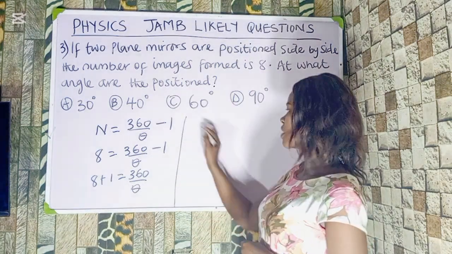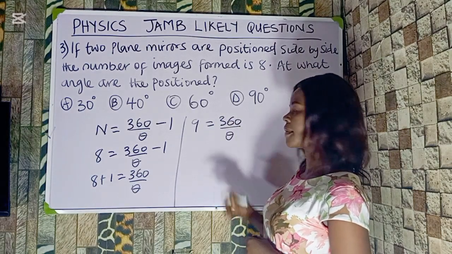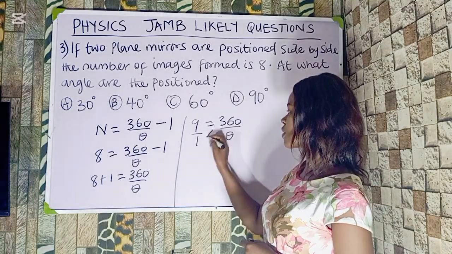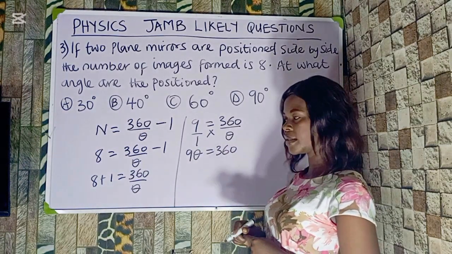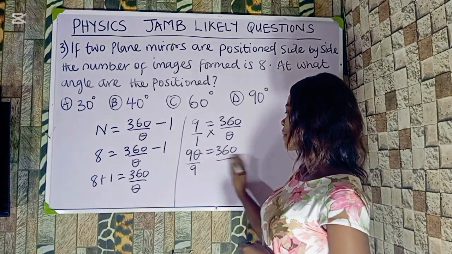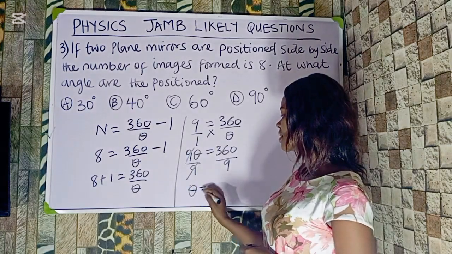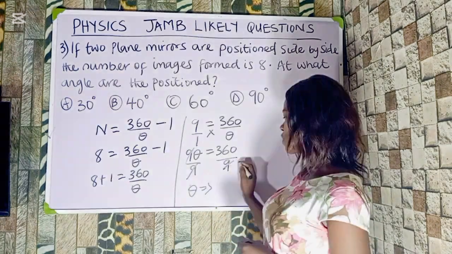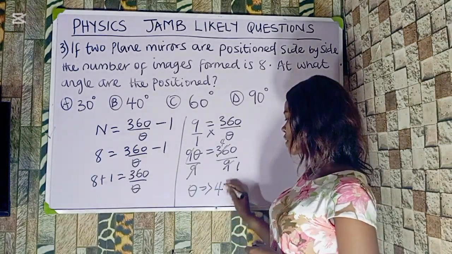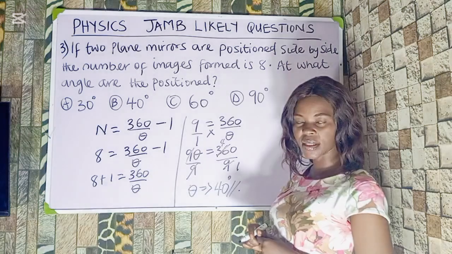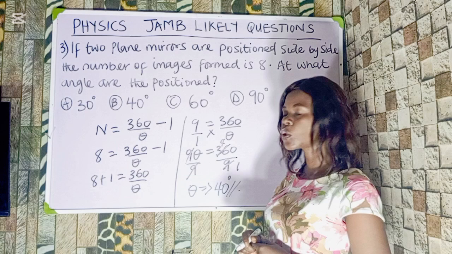Now that is going to give me 9 = 360 over theta. Okay, so I'm going to cross multiply: 9 theta = 360, right? So I'll divide both sides by 9. By the time we divide, the answer is going to be what? 9 into itself is 1, 9 into 30 is going to have 4. So the answer is going to be 40 degrees. I hope that is clear. And from what you have gotten so far, the correct option is option B.